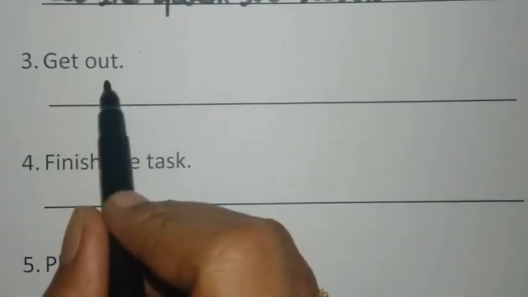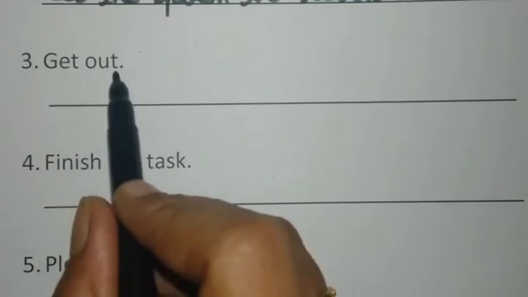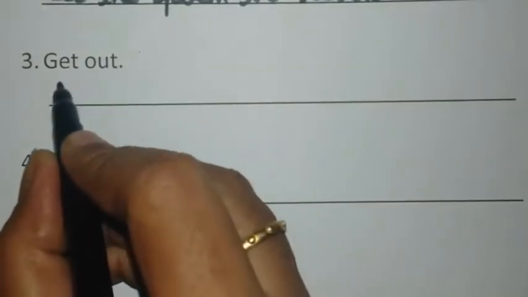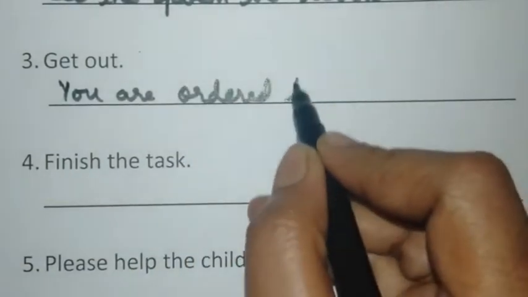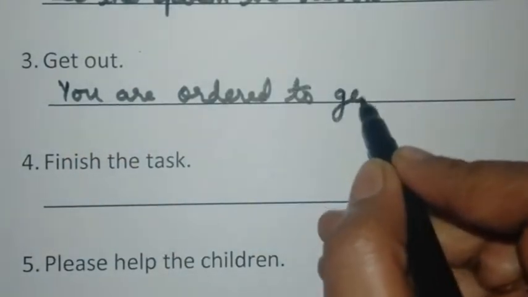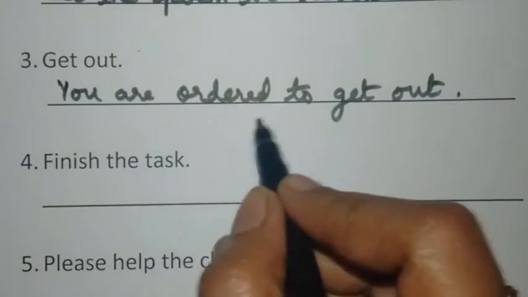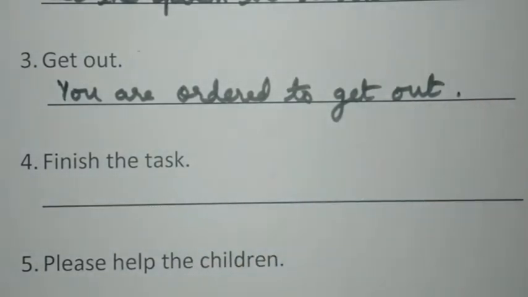Now we have to see the sentence how it is. Get out. Get out is what? Like a ordering tone. So we have to start the sentence you are ordered to. So you have to write you are ordered to. Then you have to write the remaining part of the sentence. What is get out? You are ordered to get out is the passive voice.